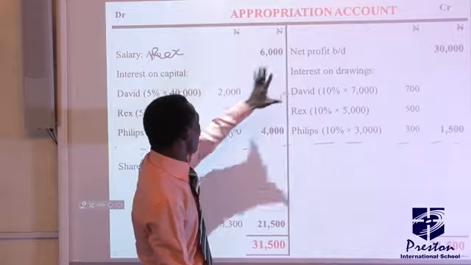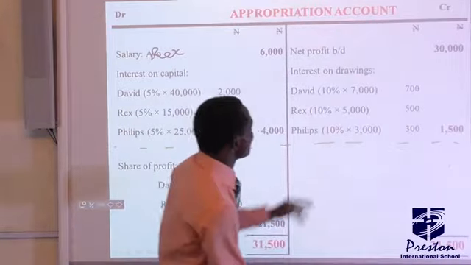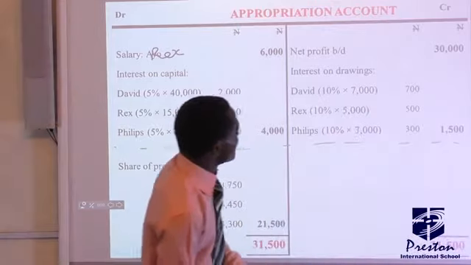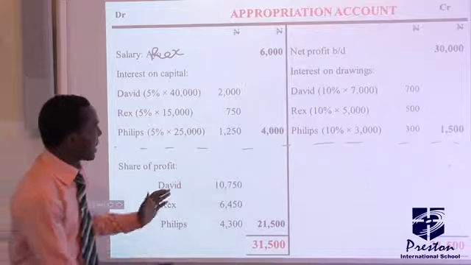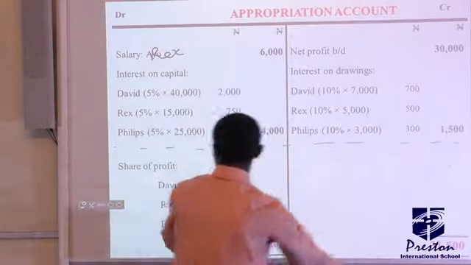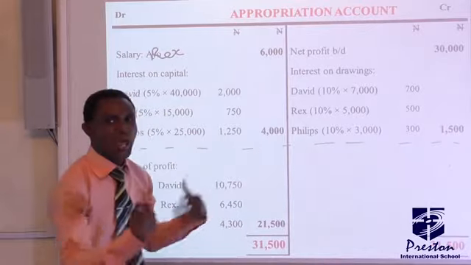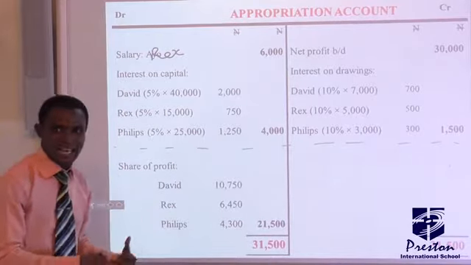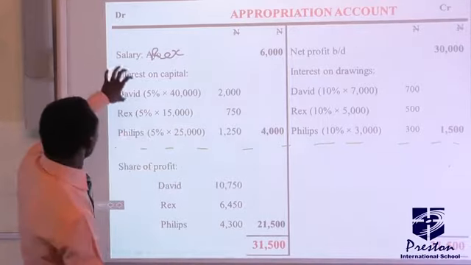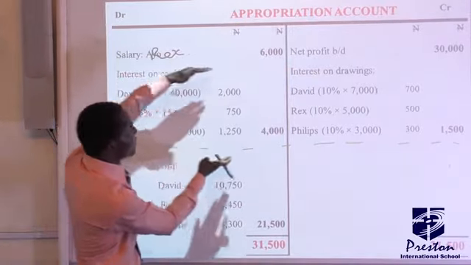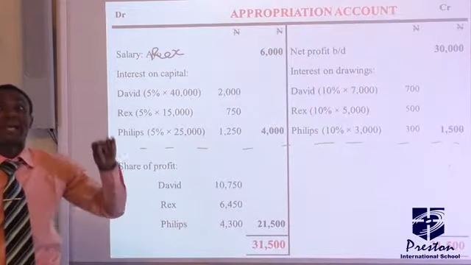So, because we are charging all this against the income, the addition of this and this will give us 31,500, while the addition of this and this will give us 10,000 naira. Now, that shows that the credit side is greater than the debit side. And if that is the case, that means we are still having money at hand to be shared among the partners. But in case the debit side is greater than the credit side, that means the business has run into a loss.